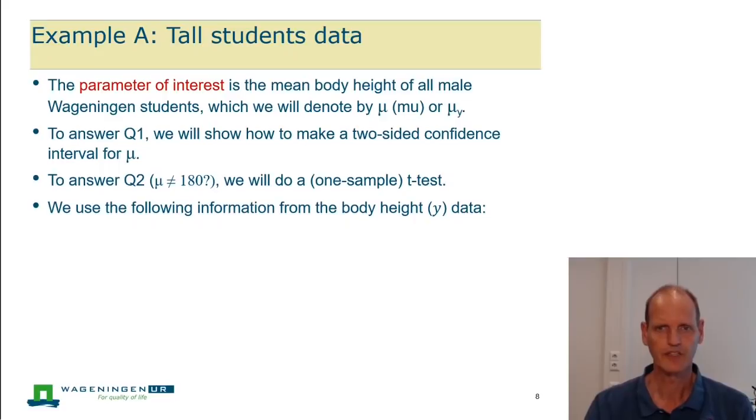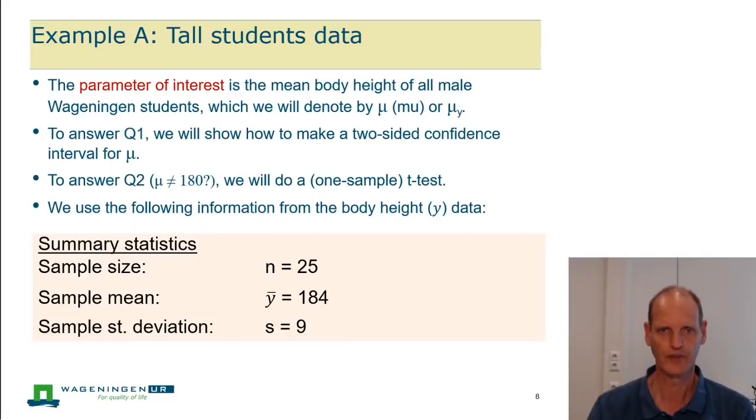The following information is used to make a confidence interval. That is the summary statistics for this data set. Well, we had a sample size of 25. We have a sample mean of 184. And we have a standard deviation of 9. And the standard deviation tells us how variable the observations are in the sample, and likely also in the population.